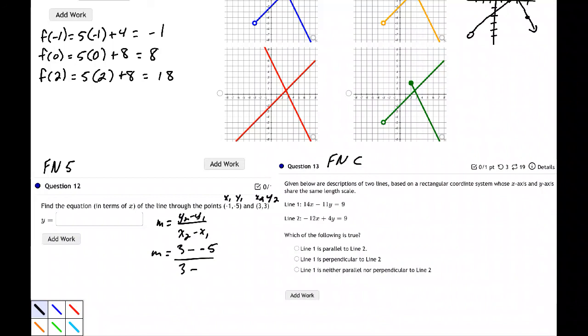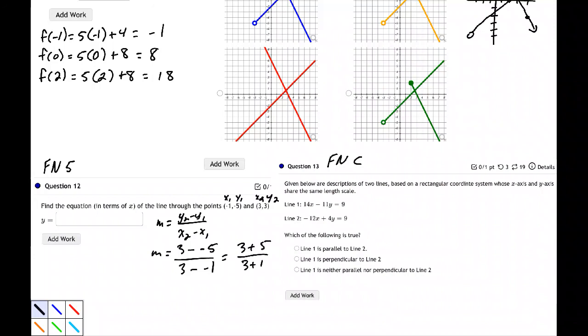minus x1, which is -1 based on our labeling. Always double check that. Your y values should be on top, the difference of those, the subtraction of those, and our x values will be in the denominator. Now you may notice that the formula has minus signs in it, but we have some negatives. So we could write that as 3 plus 5 as a numerator, divided by 3 plus 1.